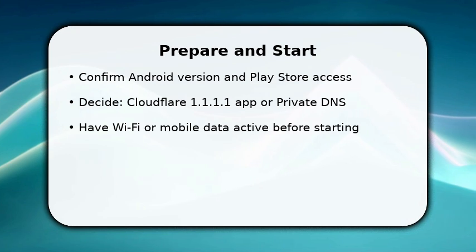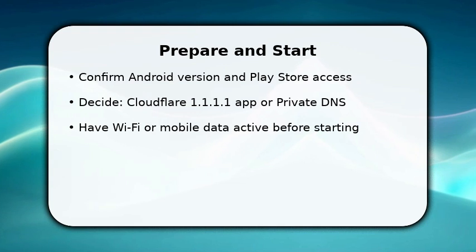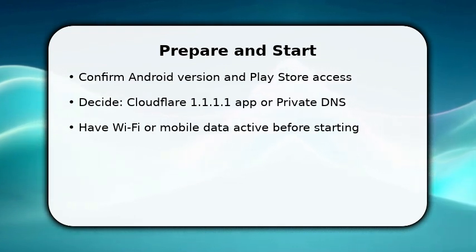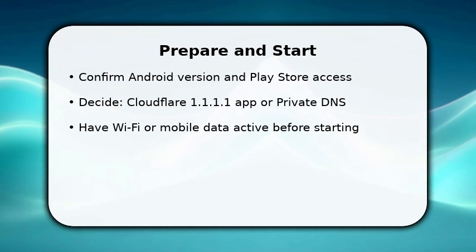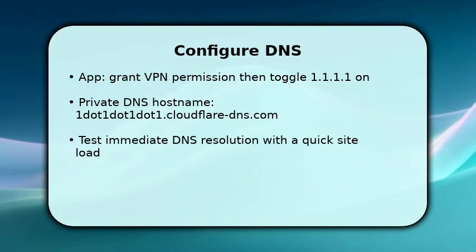Make sure you understand you'll either grant a local VPN permission to the app or change private DNS to a hostname. Both route DNS queries to Cloudflare for faster, more private resolution. Now choose the configuration path and follow the details.